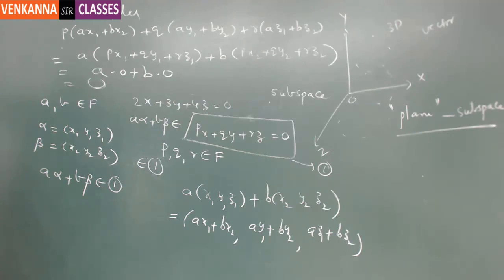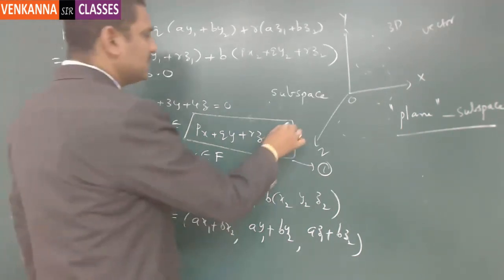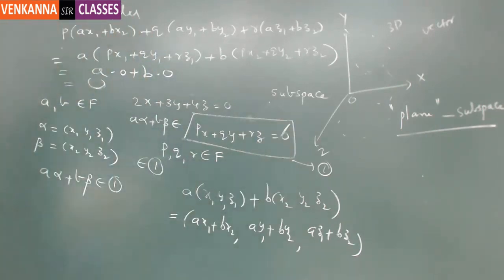Exactly. So every plane passing through the origin is a subspace. Let us take the simple thing, px plus qy plus rz equal to 6. Now you take 2 points which satisfy that. Now you are going to say that a alpha plus b beta also lies in the same plane. If you find at least one point which does not satisfy, then it is not a subspace. That's it.